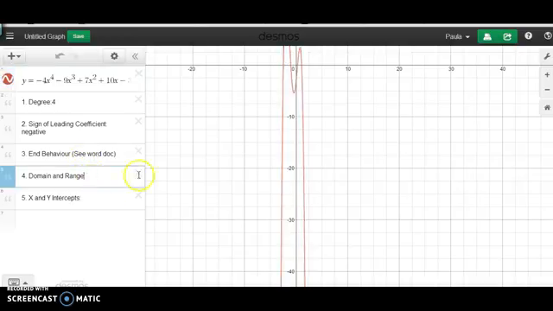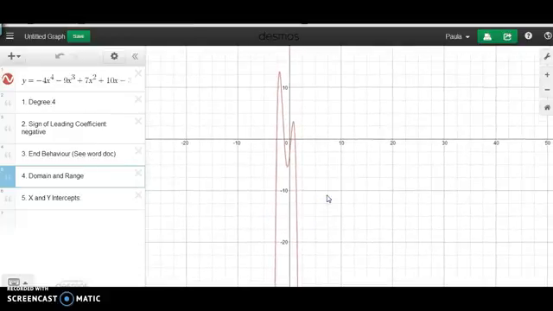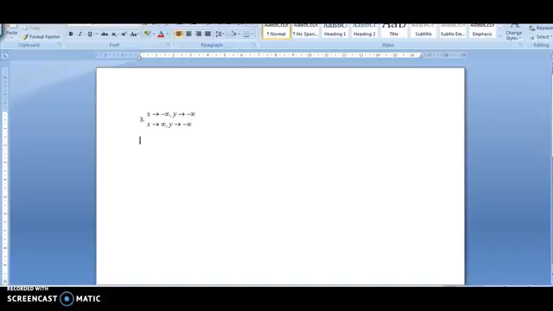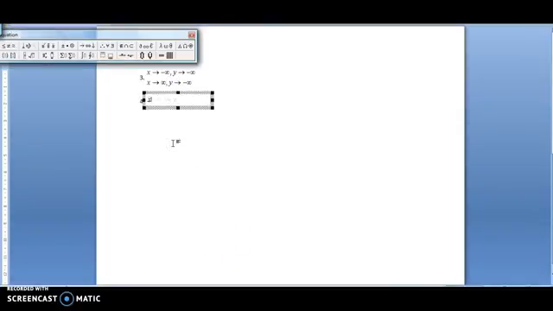The domain and the range. Well, since this is a polynomial function, we know that the domain is always x can be any real number. We'll put that here. X can be any real number.